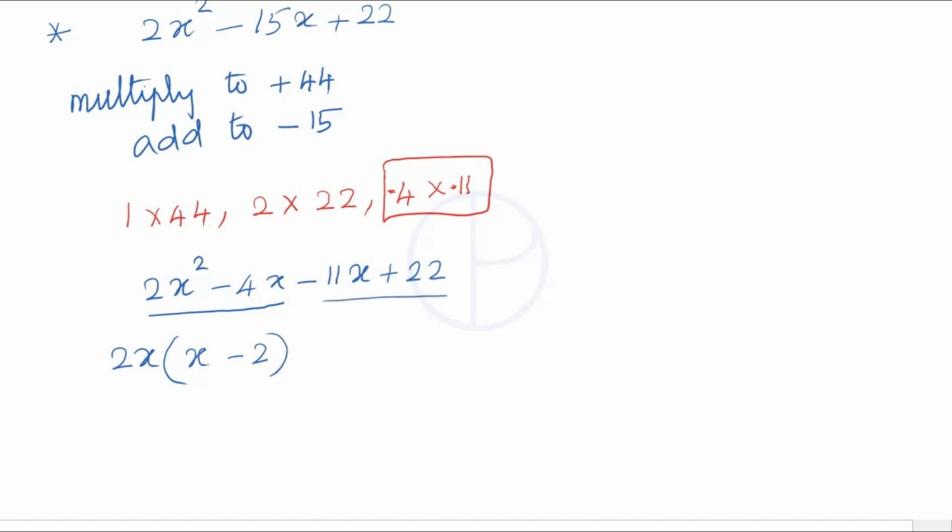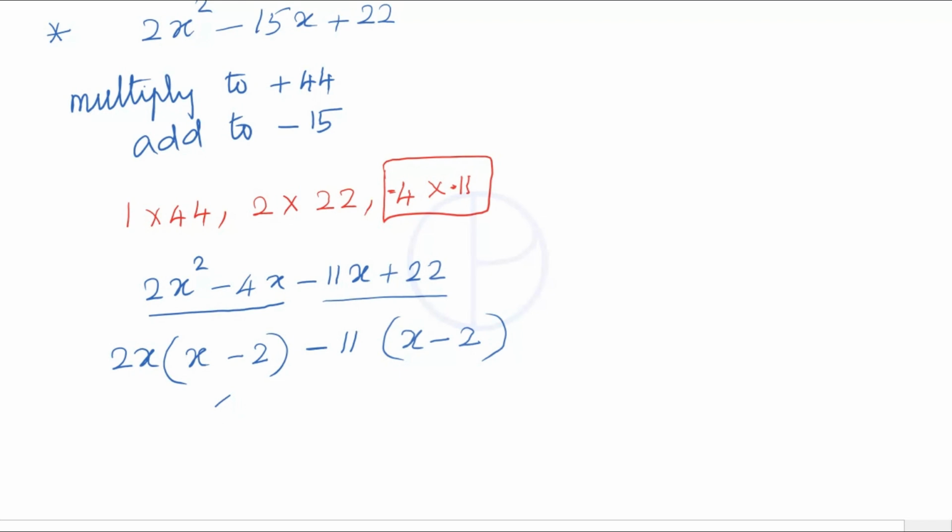Now combine these two terms. We can take 11 commonly. We get x minus x plus 2. So we need to try to write in such a way the second bracket is also the same as the first bracket. Okay. So for that, let's take minus 11 commonly. So this will become plus x and this will become minus 2.